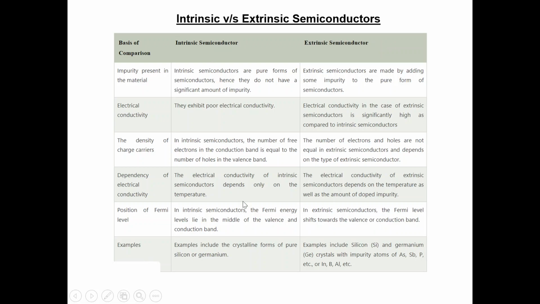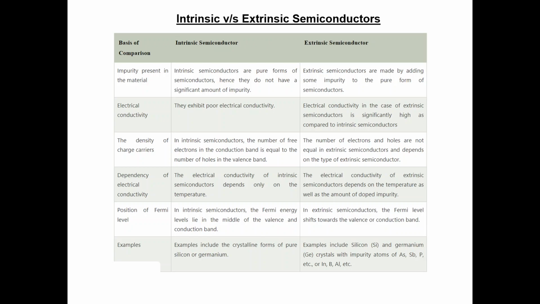Examples of intrinsic semiconductors are pure silicon or germanium, and extrinsic semiconductors are silicon and germanium crystals with impurity atoms like arsenic, antimony, phosphorus, or indium, boron, and aluminum. Extrinsic semiconductors are also of two types, N and P, on the basis of the impurity present.